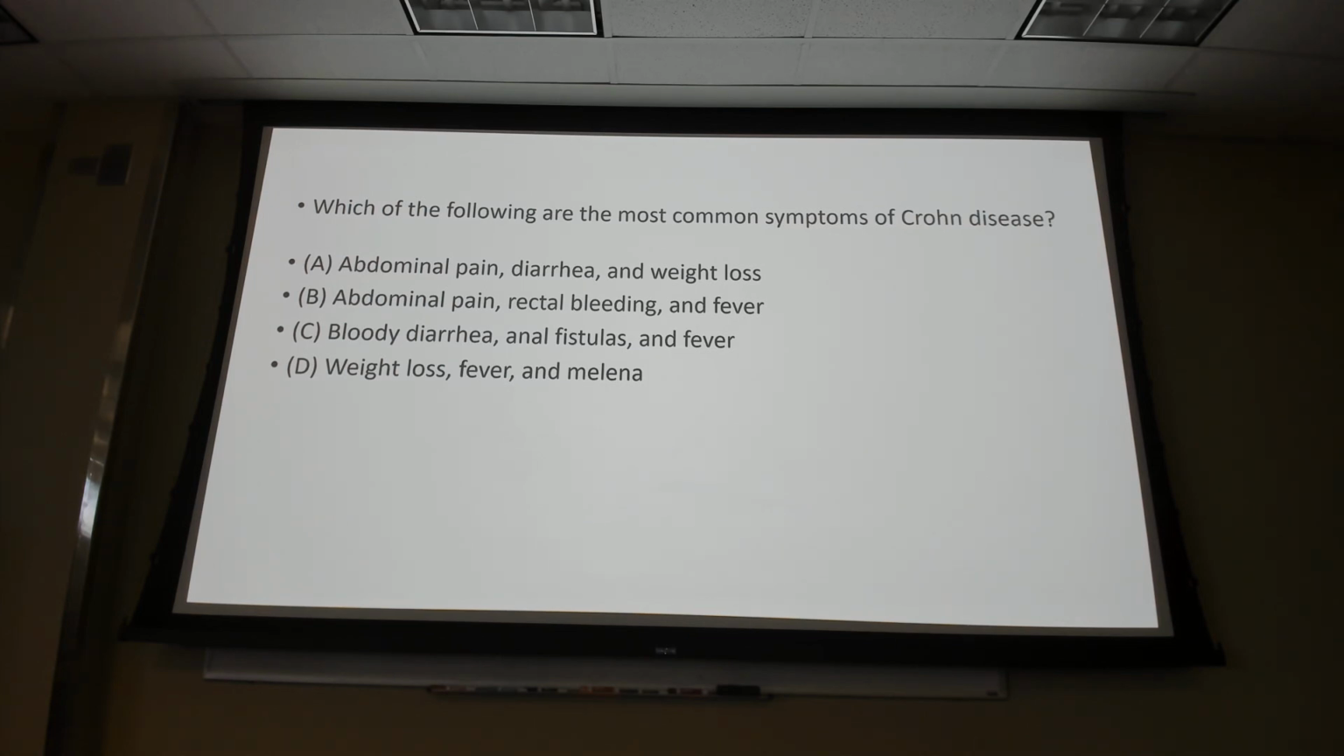And like we said last time, rectal bleeding, we think of that more commonly with ulcerative colitis, and then some of the other complications we'll see more with ulcerative colitis as well versus Crohn's.